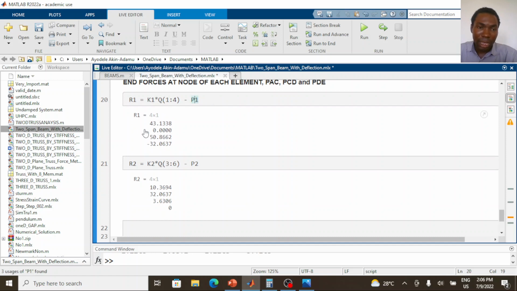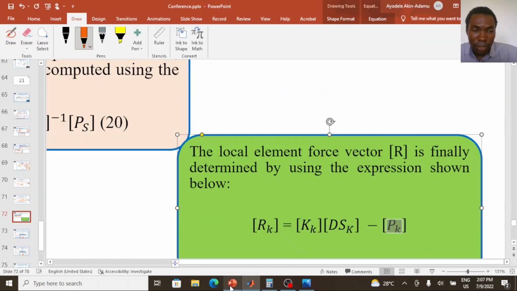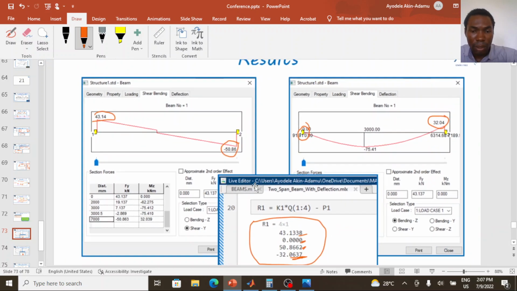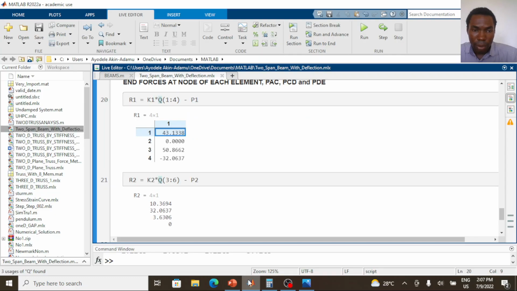When I run, you can see the reaction. These are the reaction values for the first finite element. The first two are the reaction components at node 1, and the second two are the reaction components at node 2. We have 43.1338 kilonewton, and it is the vertical reaction at the support. Like here, you can see the value here, 43.13 kilonewton. Since we have a pin support at node 1, the moment will be 0. There won't be a moment there, so that's why here is 0.